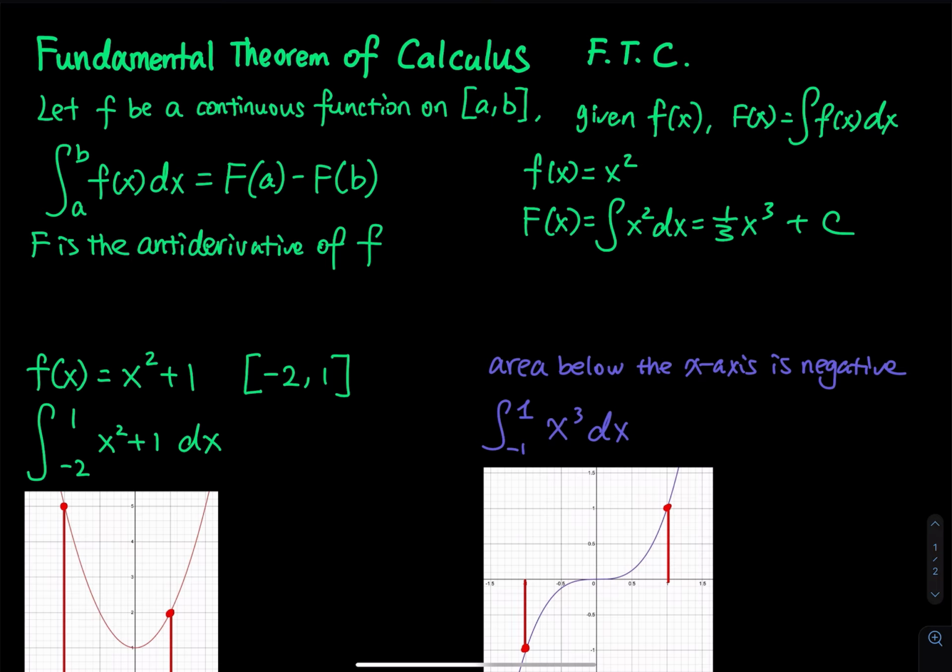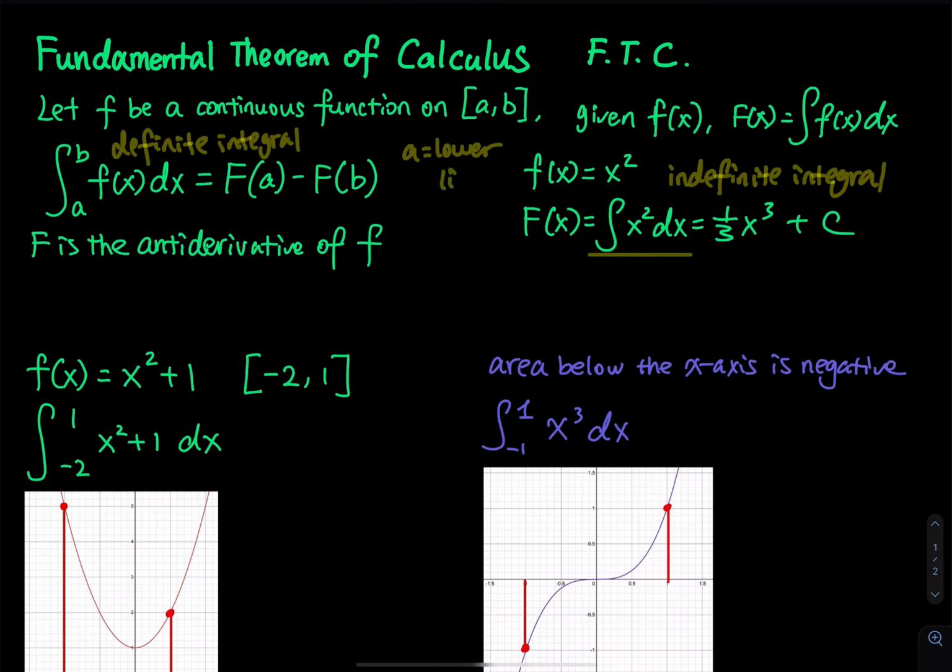So before we study the fundamental theorem of calculus, you have this, right? The integral of x squared dx is called an indefinite integral. And then the integral from a to b, f of x dx, is called a definite integral. And a and b are called the lower limit and upper limit. So a is the lower limit, and b is called the upper limit.